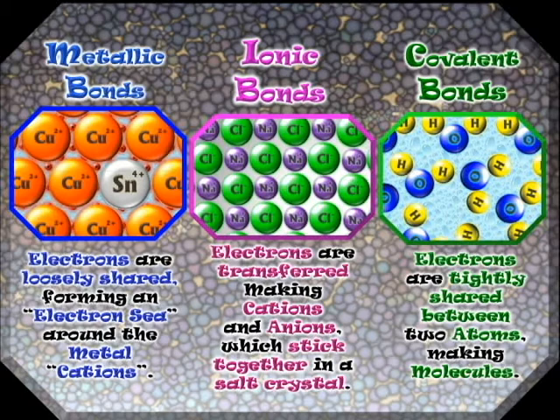And then now we've got covalent bonds, the green ones on the right, where electrons are tightly shared between two atoms, making molecules. This is how molecules form. You've all heard of molecules. They're famous. Molecules is one of those great words in chemistry that we love to use all the time. But only covalent bonds form molecules. Ionic bonds do not. Metallic bonds do not.